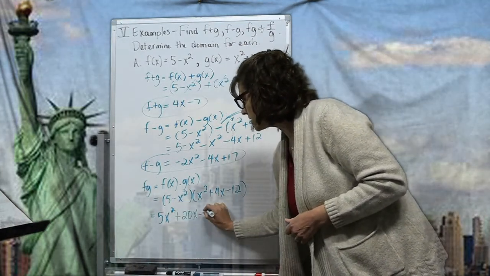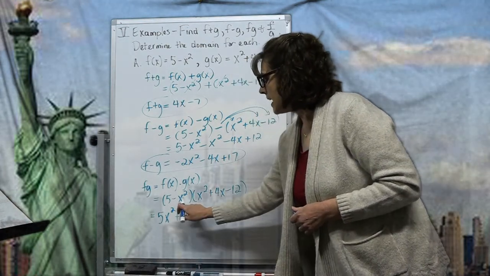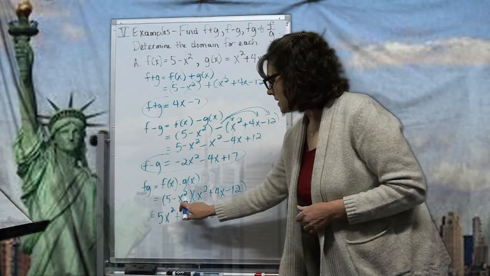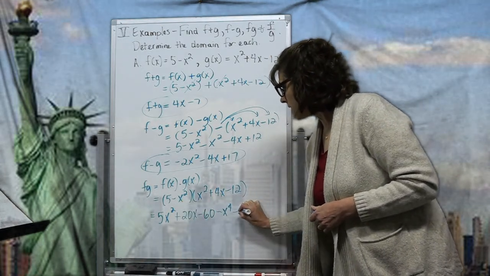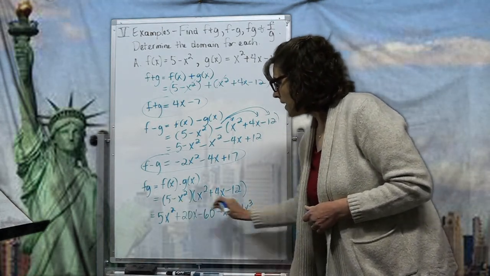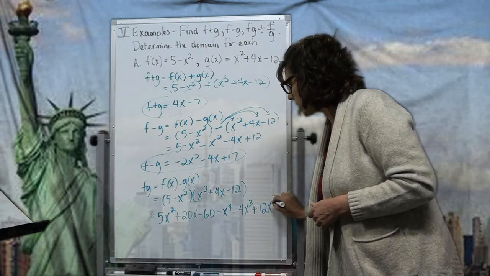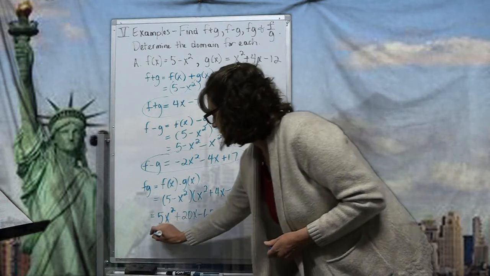5 times negative 12 is a negative 60. Negative x squared times x squared is a negative x to the 4th. Negative x squared times 4x is a negative 4x to the 3rd. And negative x squared times negative 12 is a positive 12x squared. So now I'm going to combine up those like terms.